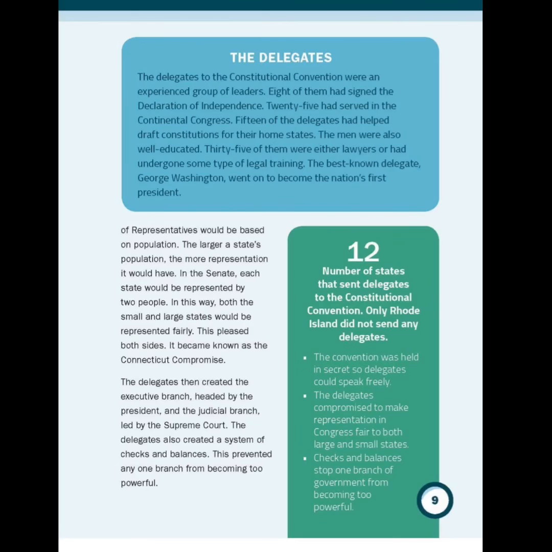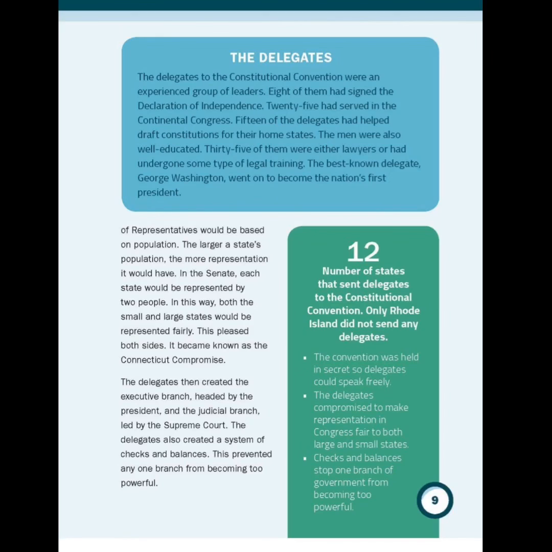The delegates then created the executive branch, headed by the president, and the judicial branch, led by the Supreme Court. The delegates also created a system of checks and balances. This prevented any one branch from becoming too powerful. Now, we'll go deeper into checks and balances in our branches of government later on in the week, but it's one of the main things of the Constitution.